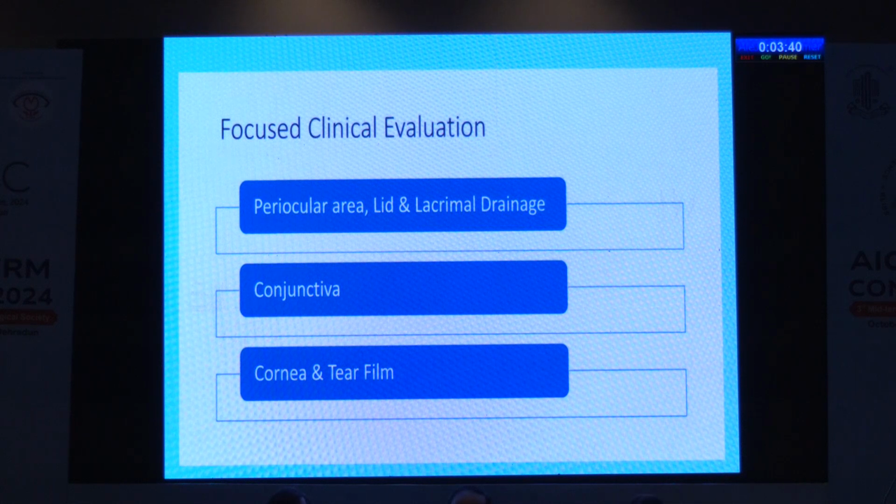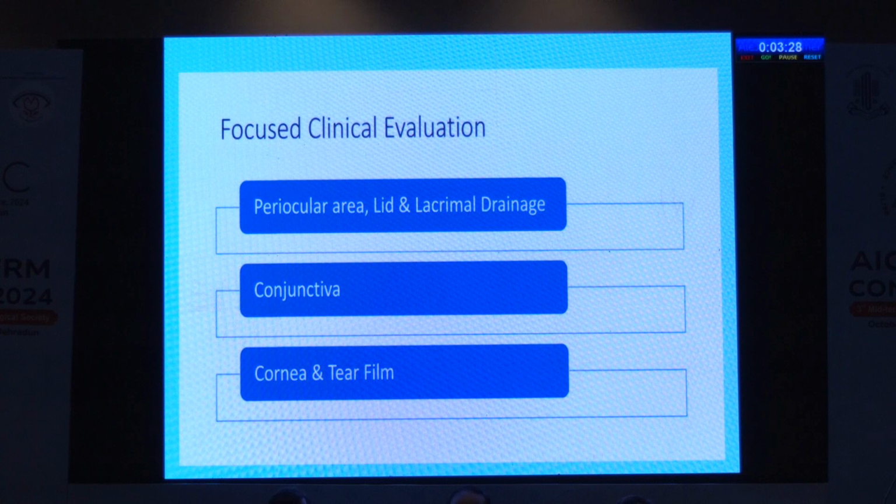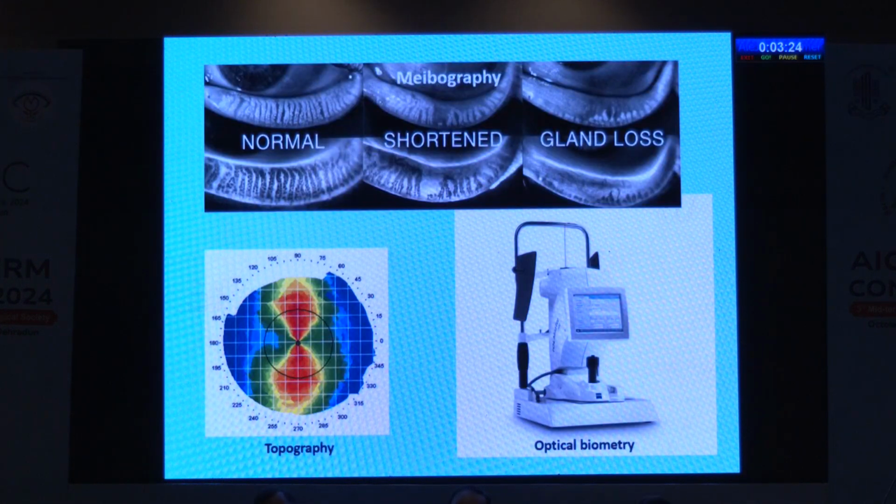Any lid abnormality like blepharitis or any ulcerative lesion, or lacrimal problem like epiphora or dry eye, and conjunctiva like lid-wiper epitheliopathy, then cornea and tear film. So these are the figures. First, the upper part shows normal meibomian glands, this one is shortened, and this shows total loss of the glands. And we have to go for topography.